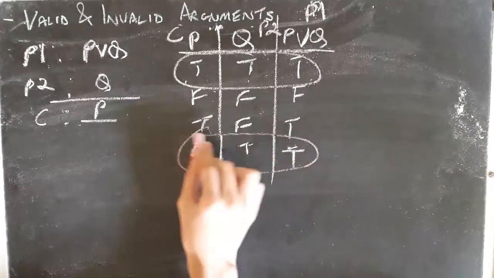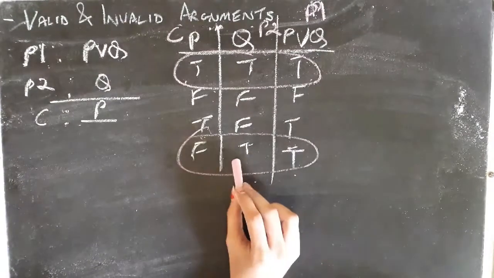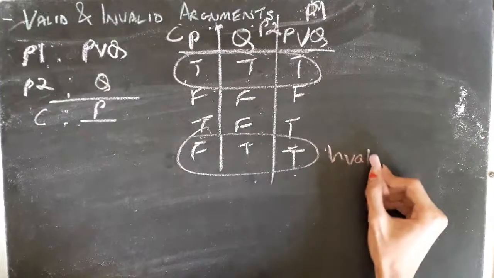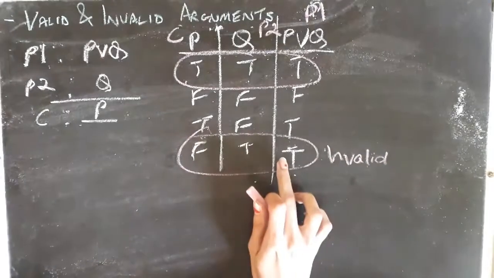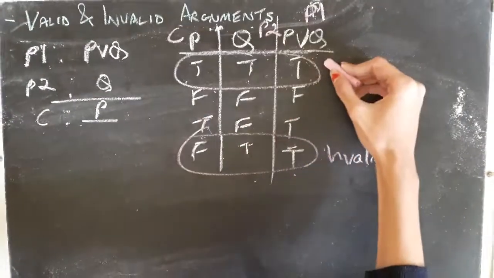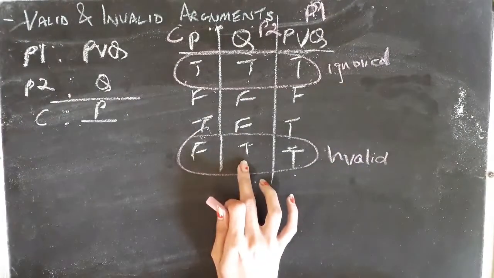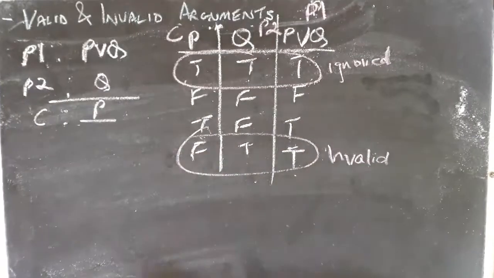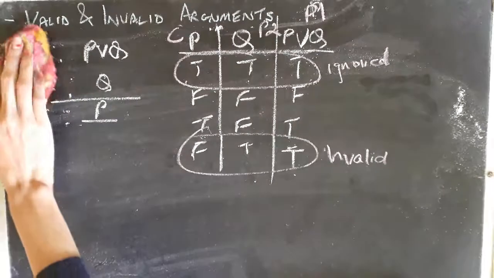This one. So whenever we come across such a situation that whenever the premises are true, the conclusion is false, in that case we say that the argument is invalid. In this case, the T and T does not matter to us because we have a T and F. So this is supposed to be ignored. What we are concerned about is just the fourth case, where the premises are true and the conclusion is false, and we can say that the argument is invalid. Now we are done with valid and invalid arguments.